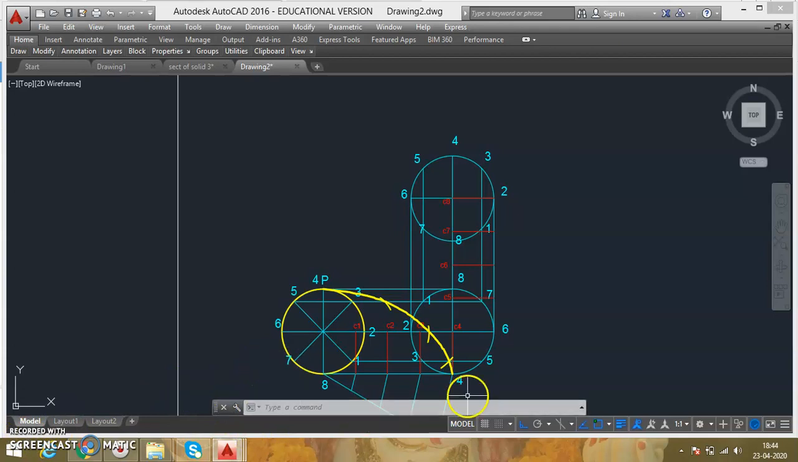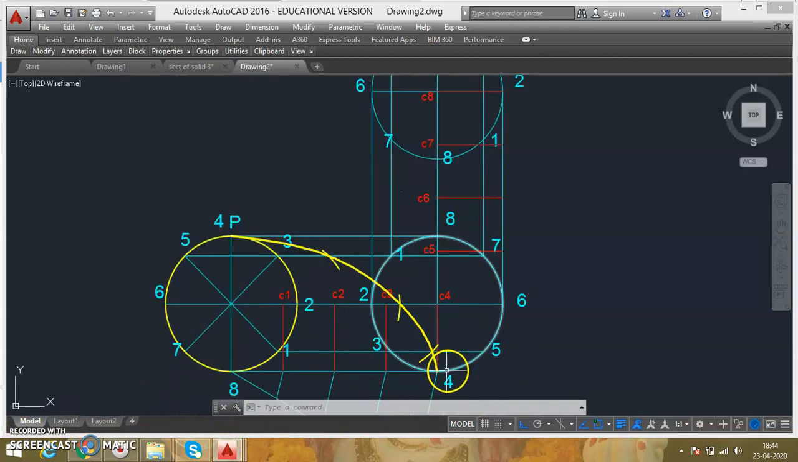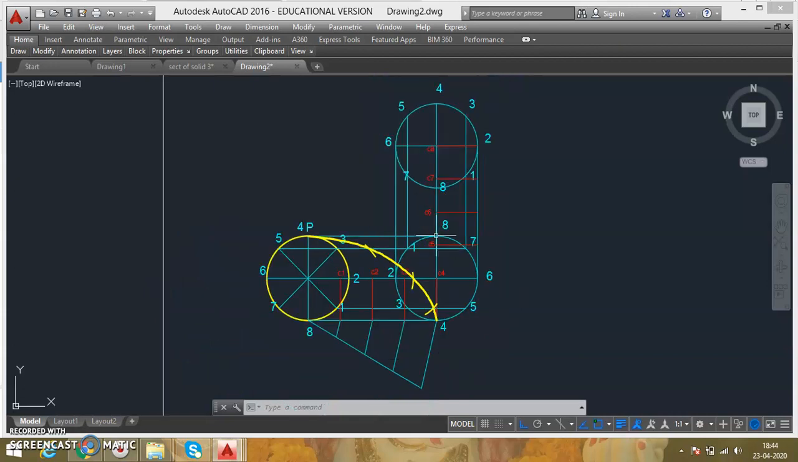To do so, again we'll do the same thing. When this starts rotating, the 4 point will go up, then again up, then will come down, and then will come to this position. So we know that the final position will be at this point. 3 more points we have to locate. Those we will locate now.